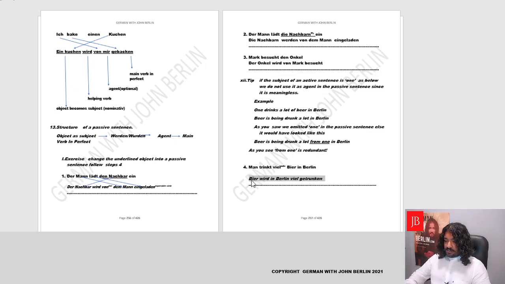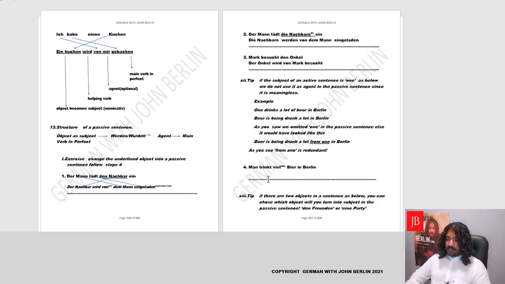Let's do it ourselves. Man trinkt viel Bier in Berlin. Trinken is to drink. Viel is like very, very much. Yes. Okay. So we'll write it here. One drinks a lot of beer in Berlin. So basically we'll change beer as the subject. So it'll become from the object, it'll become subject, Bier.